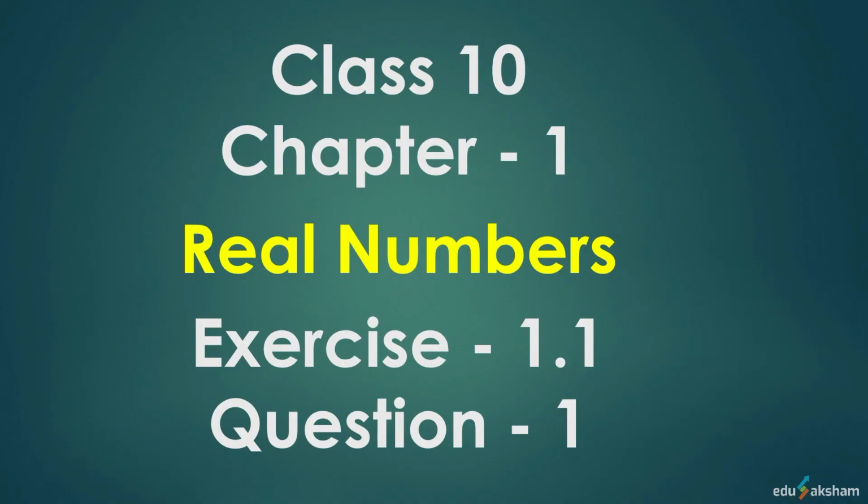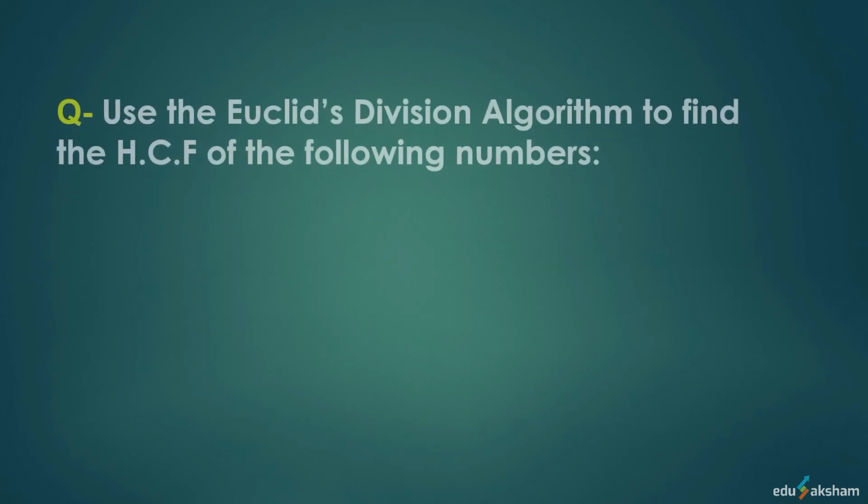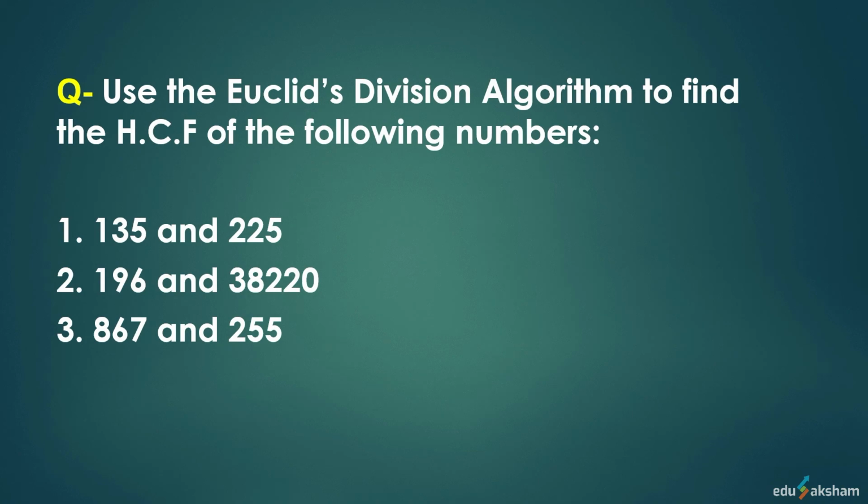Class 10, Chapter 1, Real Numbers, Exercise 1.1, Question number 1. Use the Euclid's division algorithm to find the HCF of the following numbers. The pairs of numbers are 135 and 225, 196 and 38,220, 867 and 255.